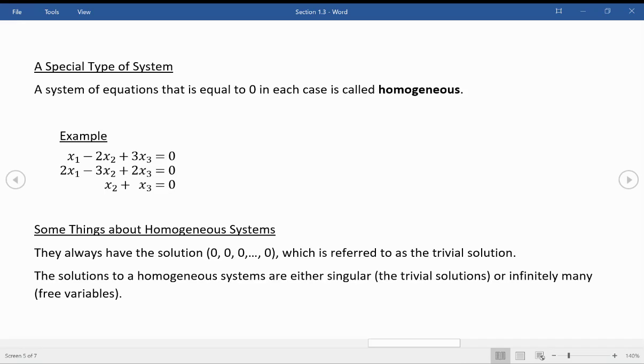So let's talk about this homogeneous system of equations. Essentially, the homogeneous equations are those that are equal to 0 for each of the, in this case, 3 equations. Some things to know about homogeneous systems: they always have the solution 0, 0, 0, however many variables you have, which is referred to as the trivial solution. And generally, we don't spend a whole lot of time searching for that because, well, it's trivial. We know it's there. The solution to a homogeneous system is either singular, which would be the trivial solution, or infinitely many, which would involve a variety of free variables.